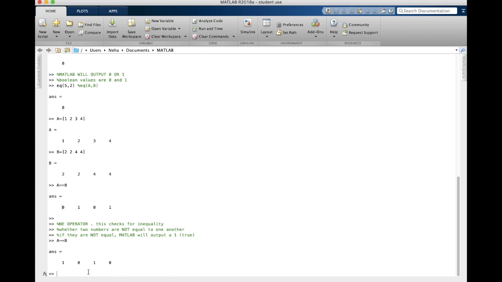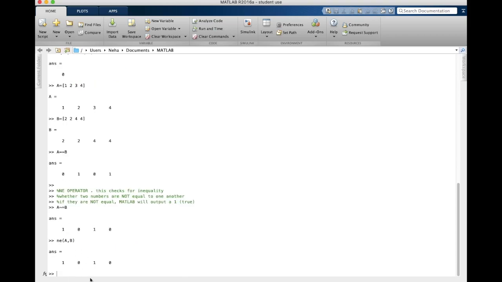And we can also put NE, a comma b, and a and b are going to be our vectors that we made up here. So we will get the same answer. So you can do it both ways. So what MATLAB is doing is asking itself, are these numbers not equal?